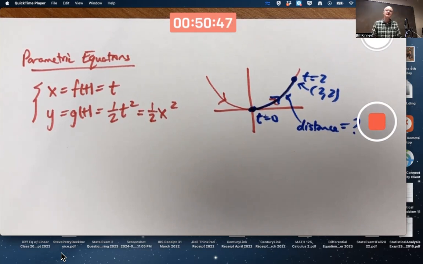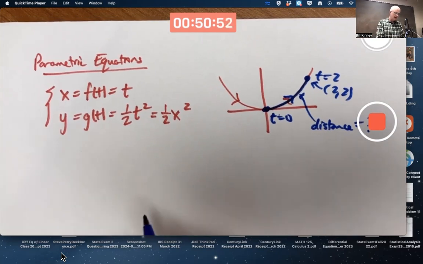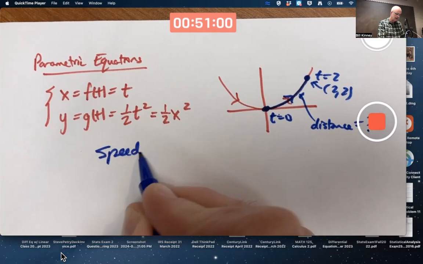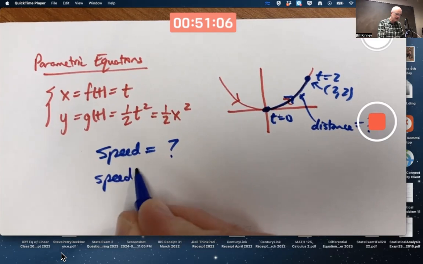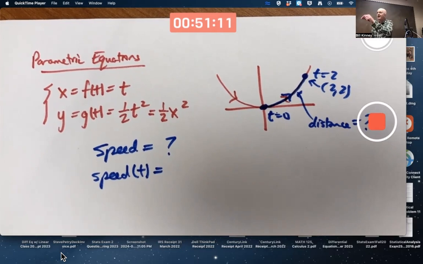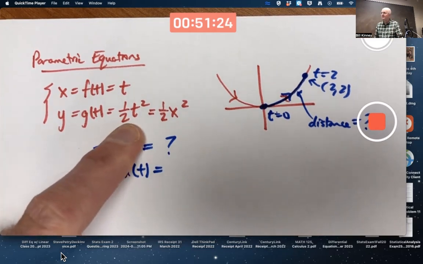Could we estimate it more precisely? Yes, you can use integrals. And here's how you do it. You want to figure out the speed. First, what is the speed? Realize it really is in general a function of t. I'll call it speed of t. It's not constant speed motion. In fact, starting from t equals 0 and going up to t equals 2, the particle is going to speed up. It's going to go faster and faster because of the t squared there.